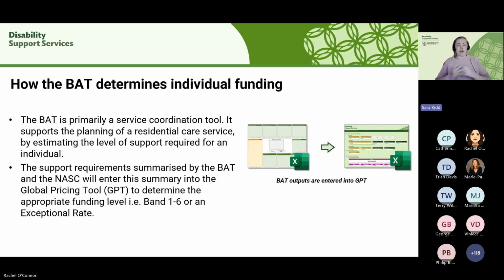So how does the BAT determine individual funding? The BAT is primarily a service coordination tool used by the NASCs and EGL sites. It supports the planning of a residential care service by estimating the level of support required for an individual. Those support requirements are summarised by the BAT, and the NASC or EGL site will enter this summary into the global pricing tool to determine the appropriate funding level, for example, band 1 to 6, or whether it's an exceptional rate.